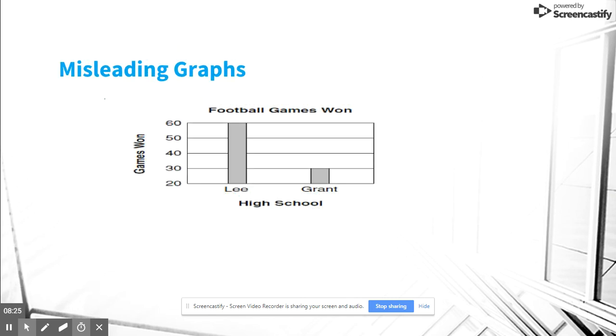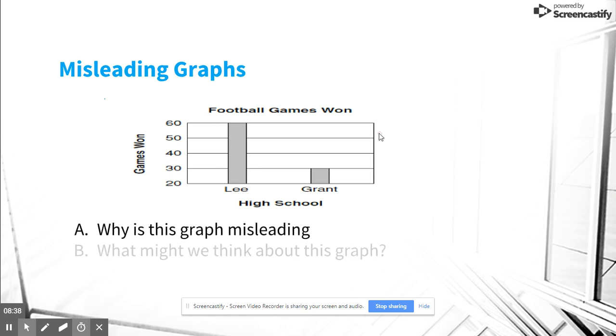Here's another graph talking about football games won. So we have 2 high schools, Grant High School and Lee High School, talking about games won. So why is this graph misleading? What might we think about this graph as is?